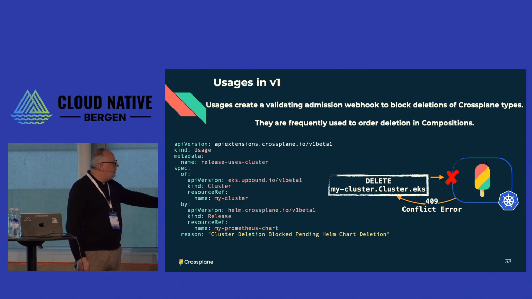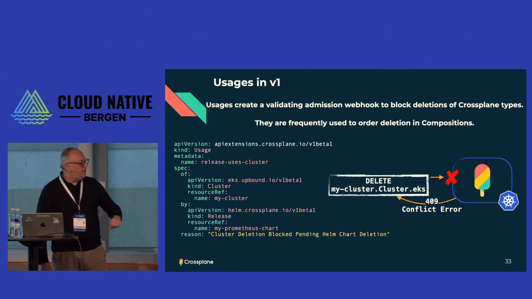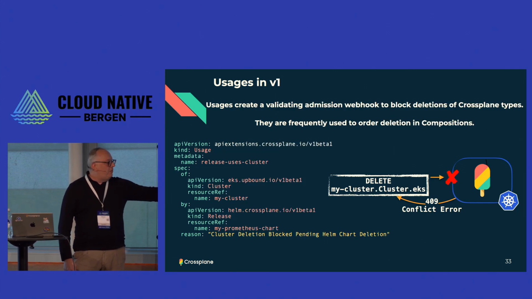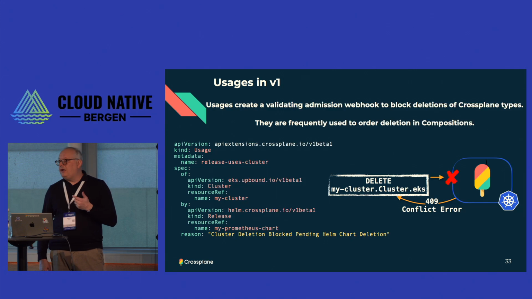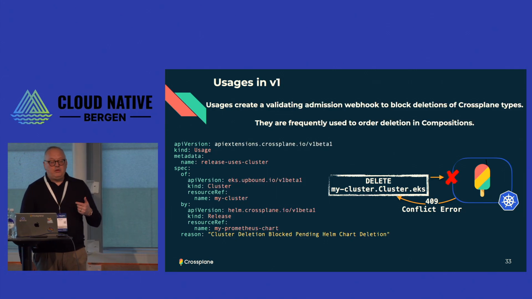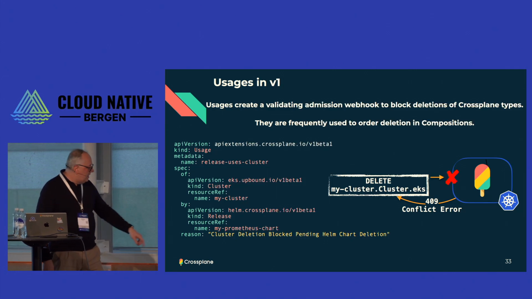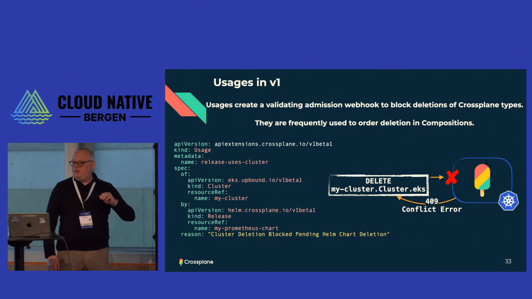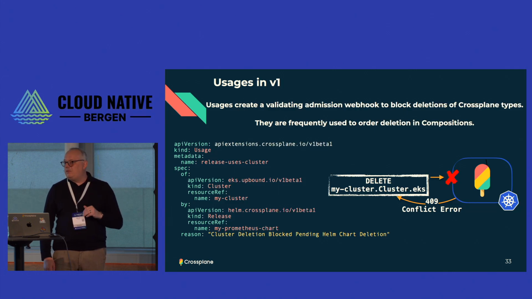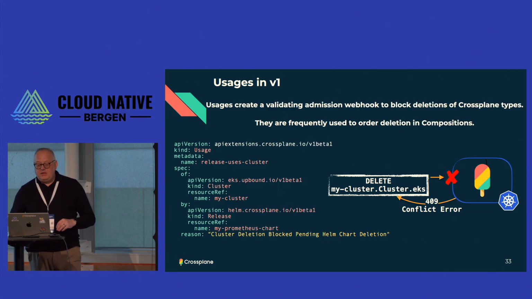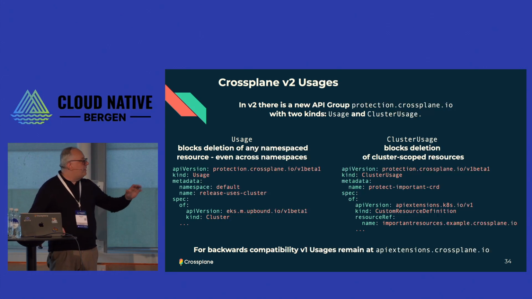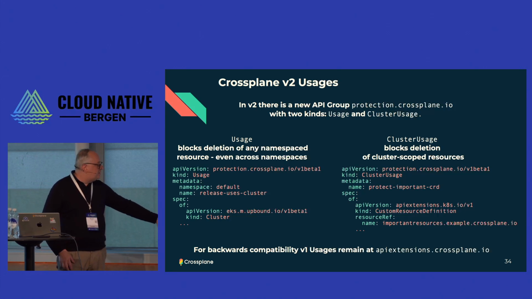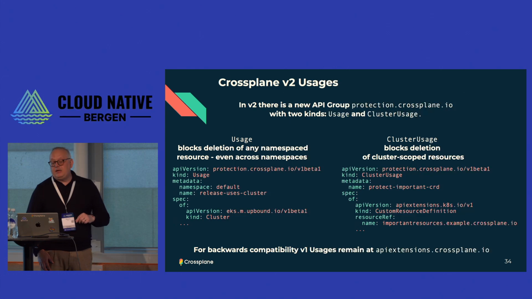So what you do is you create a usage, and when you create a usage in Crossplane, it creates a webhook that blocks any deletes on that resource, and it returns a 409 error. This is how you could do deletion ordering. And when this Helm release is deleted, the usage will be gone, and then the cluster will kick off deletion. Obviously, this is cluster scoped, same thing. There's a cluster usage, and you can see here the API changed, so now it's protection.crossplane.io.